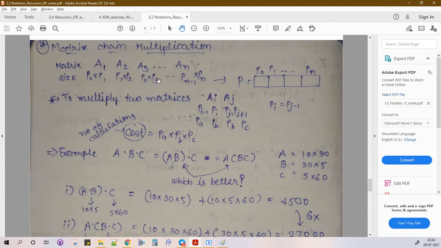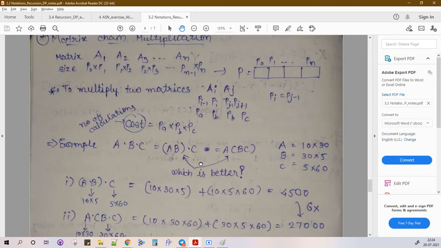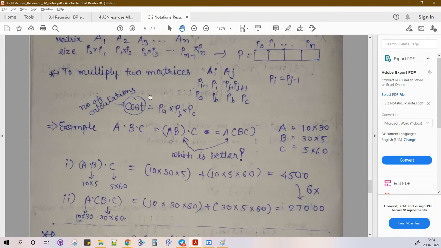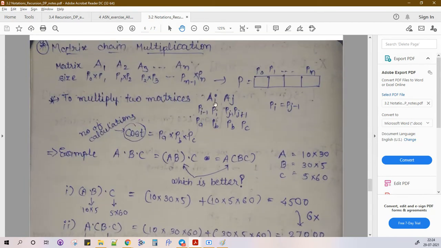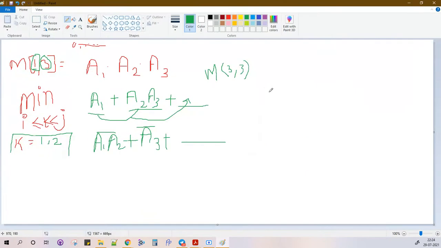So p0 p1 p2 p3 up to pn we have, right? So this is nothing but, you can say, the shape of the matrix. If I'm saying p2, that is nothing but the number of columns in a2, or number of rows in a3, correct? Now to multiply these two matrices, what would be the cost, right? So if I multiply these two matrices, ai and aj, any matrix with the size pa pb and pb pc, what is the cost?